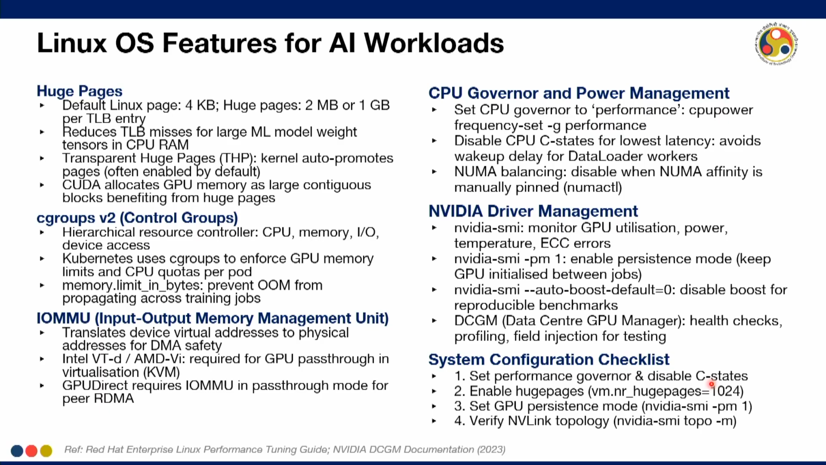And there is also DCGM, the Data Center GPU Manager, for health checks, profiling, and fault injection for testing also. Okay. So these are different tools we can take into account to see which resources are left, and which bottlenecks are happening in this AI workload, and we can accelerate the process of AI workload running in the system. There are many configuration checklists, but the important ones are to set the performance governor and disable C-states. C-states are basically the states where we gradually increase the clock speed.